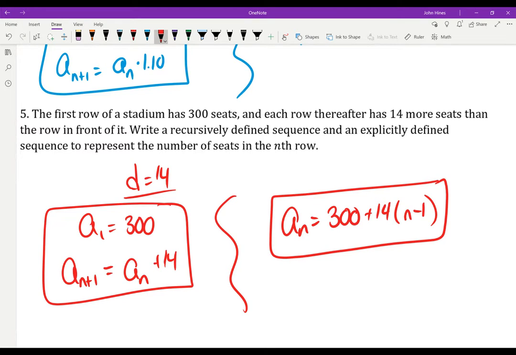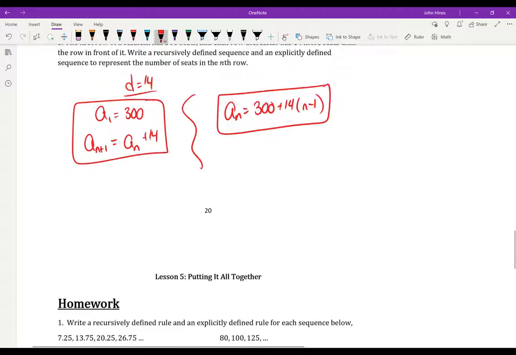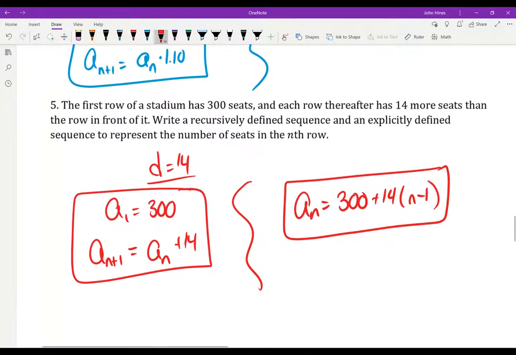They mean the same thing. They generate the same sequence. They're just written very differently. So try these practice problems here, and that's it for our review of sequences. We're moving on to series in the next few lessons. See you soon.